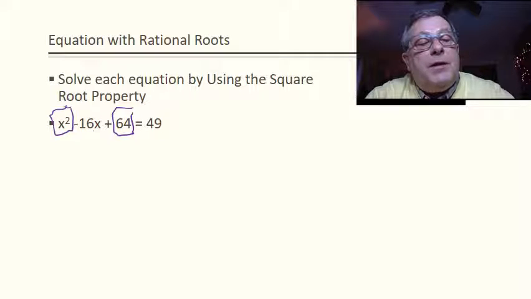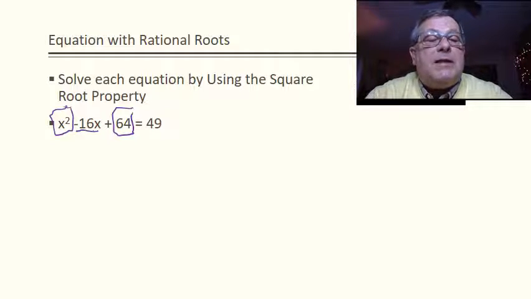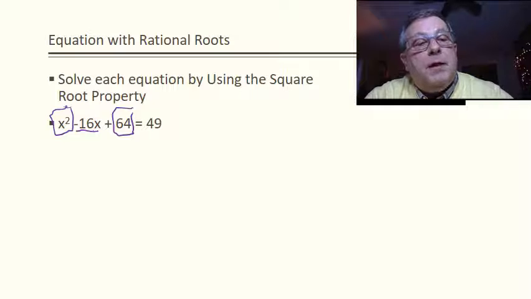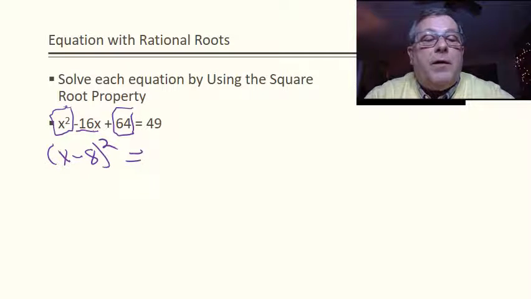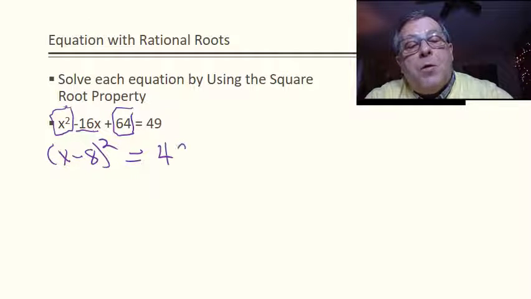But then in reviewing this middle term, I see negative 16. Well, negative 8 and negative 8, add those together, it's going to give me negative 16. So I can rewrite this expression as x minus 8 squared. And what about over here on the right side of the equation? Well, I can recognize that 49, knowing my multiplication tables, and if you don't, you need to, 7 times 7 is 49, so that's a perfect square.